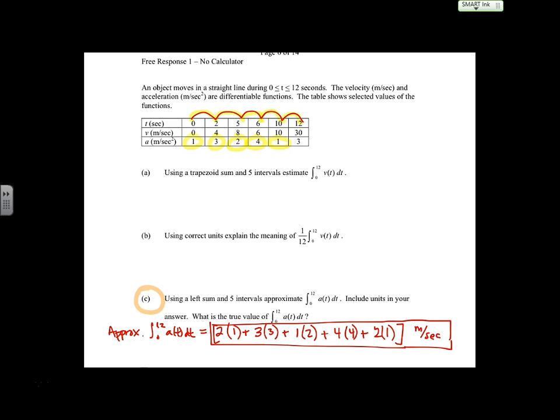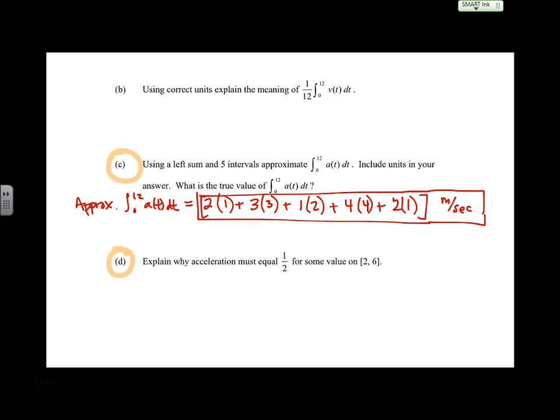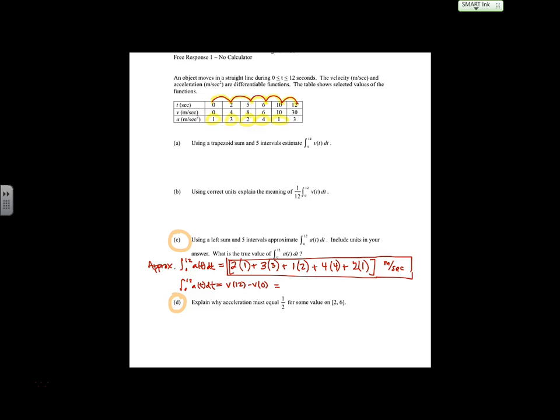Now, the true value, they did not give you a function for A of t, so how on earth can they expect you to actually solve this? What's the antiderivative of acceleration? If you go back one, when we get to velocity. So doesn't FTC tell me antiderivative of b minus antiderivative of a is the actual integral? Oh, well isn't v of 12 in my table? V of 12 is 30. V of 0 is 0.